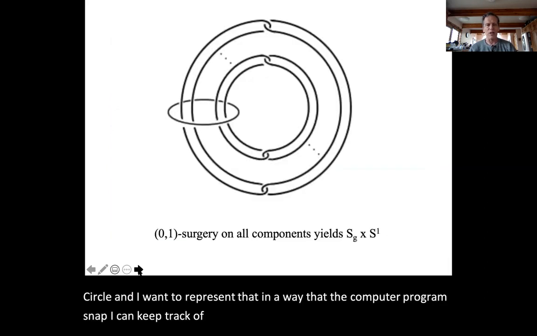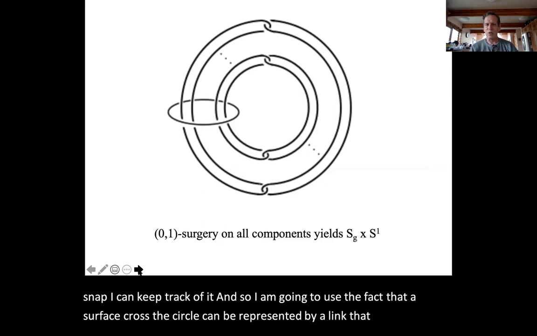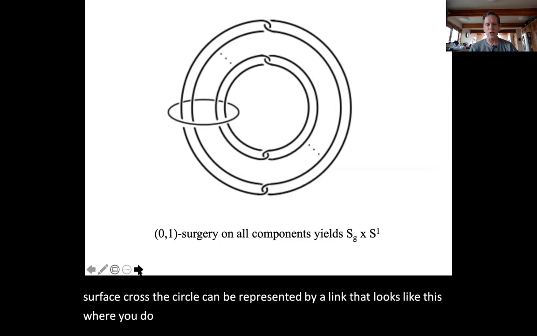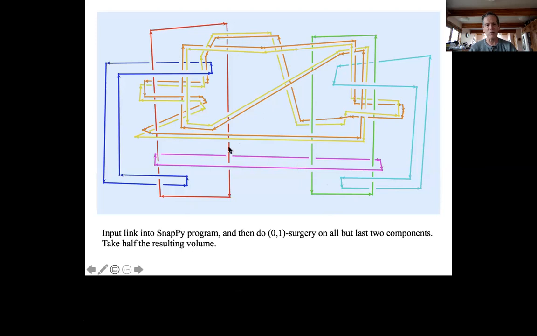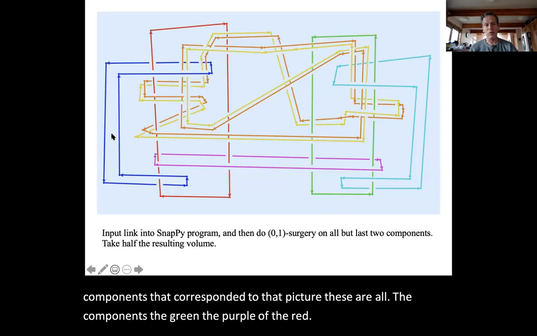And so I'm going to use the fact that a surface cross a circle can be represented by a link that looks like this, where you do 0-1 surgery on all the components. That will give me a genus G surface cross the circle. So now I'm going to take my original link living in the surface and represent it in SnapPy. You'll see the components that corresponded to that picture. These are all the components, the green, the purple, the red, the blue, that I'll be doing 0-1 surgery on.